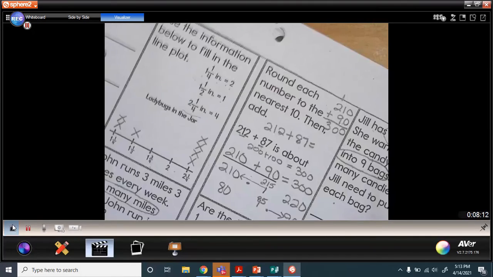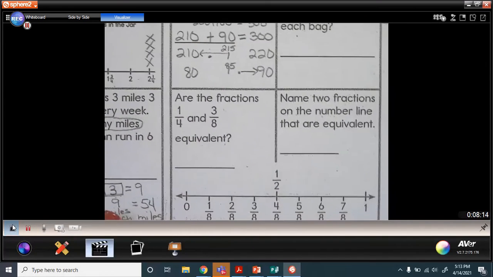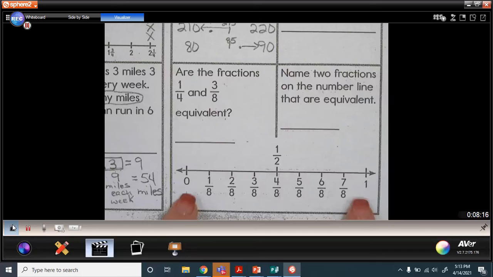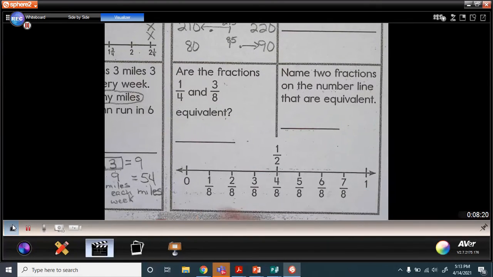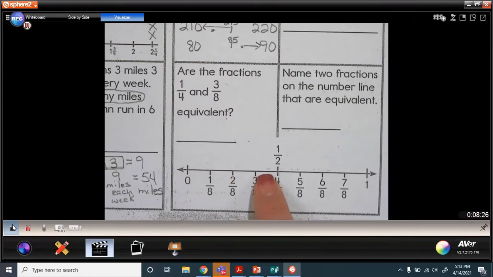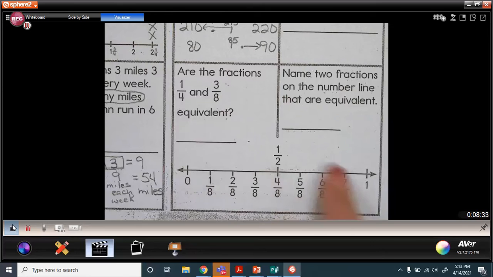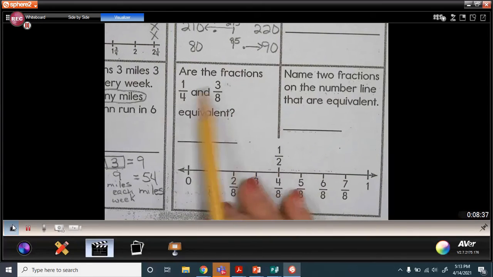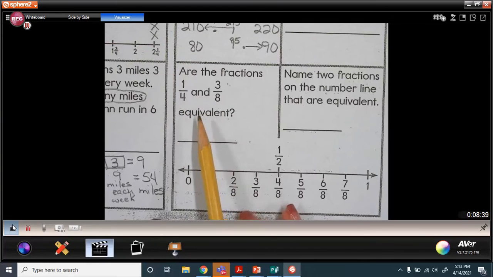Okay, the last problem is on a number line. We're using our understanding of fractions between the whole. So we have one whole of something. We're going to partition it into, first they partitioned it into half, you'll notice here. And then they took the half and they partitioned it into 8 equal pieces. There's 4/8 here and there's 4/8 here. Now it's asking, are these fractions equivalent to each other?